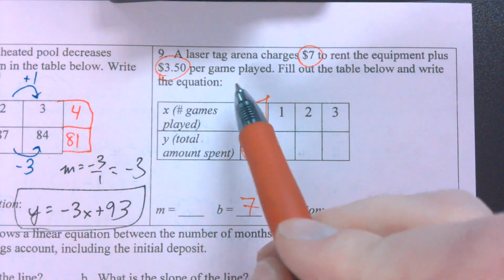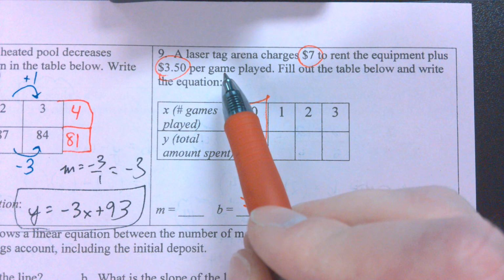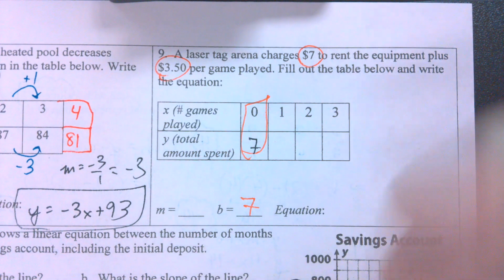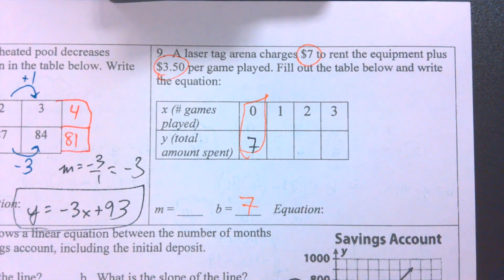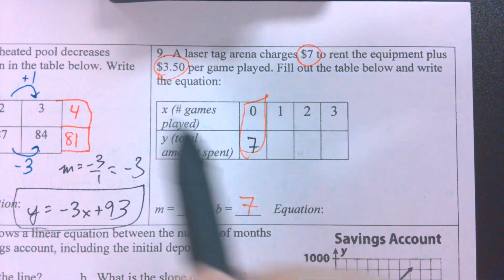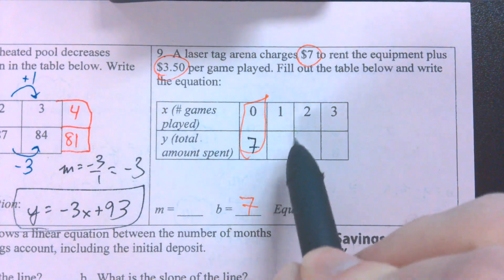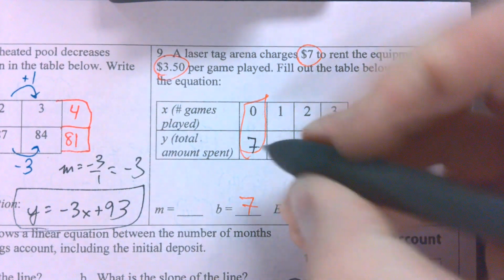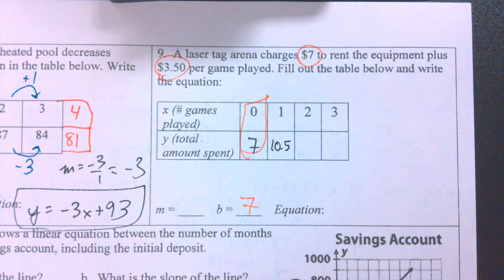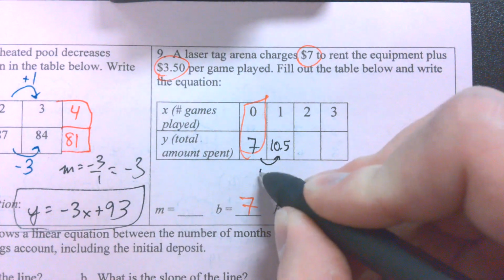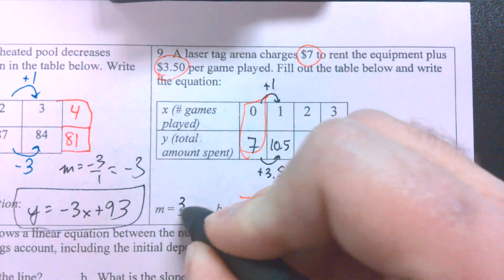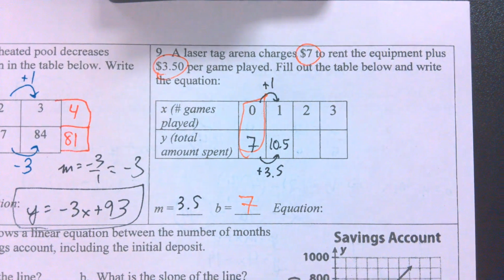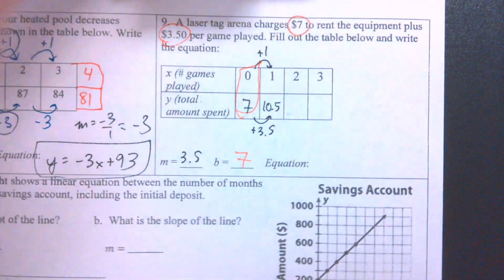But if you go there and plan on playing 3 games, you're going to pay $3.50, then $3.50, then $3.50, over and over and over, right? So $7 for the equipment, $3.50 for the first game. What's your total there? 10.50. That's a change of plus 3.5 over plus 1. So 3.5 is my slope or my M.